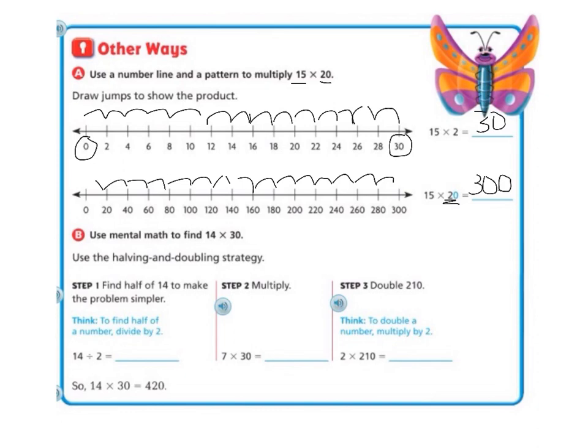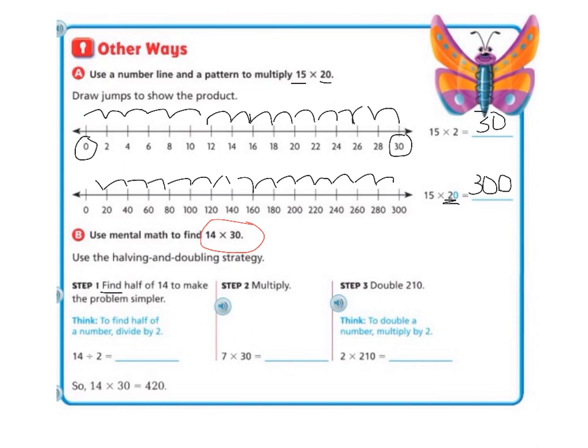Okay? We also talked in Unit 2 about halving and doubling. When I have two-digit numbers, one way I can make them into smaller numbers is to half them and then double them. So in this example, I have 14 times 30. Both of them are 2-digit numbers.